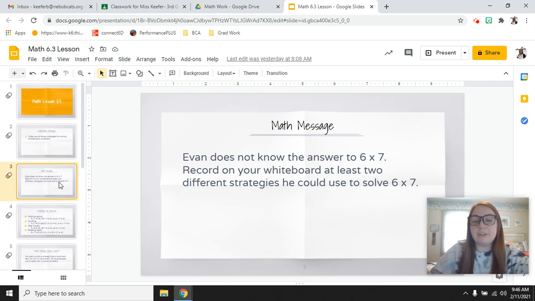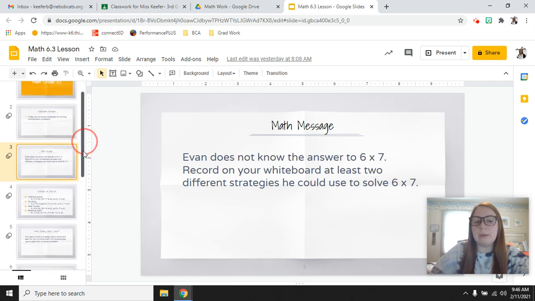So our math message today is: Evan does not know the answer to 6 times 7. Record on your whiteboard at least 2 different strategies he could use to solve 6 times 7. Like I said, we have near squares, doubling, break apart, adding a group, subtracting a group, any of these strategies that you want to use to solve 6 times 7. I want you to pause this video while you try to create 2 of those strategies on your whiteboard or piece of paper. Once you have those 2 strategies, you can start the video again and we will go over some of them.